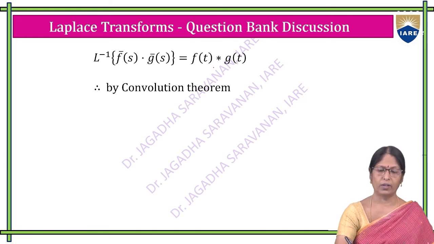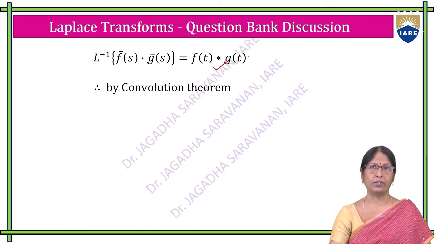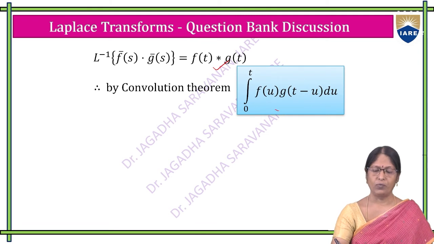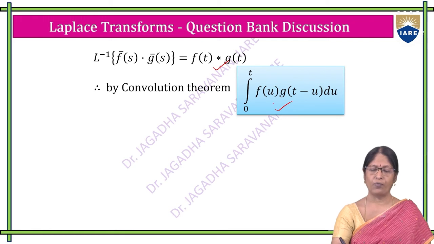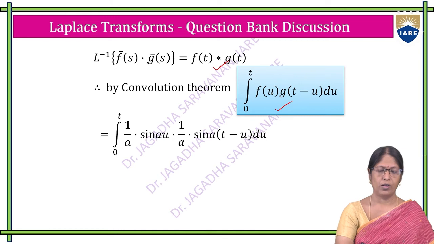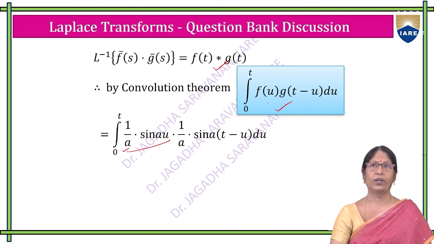So this is the product of f of t and g of t. The convolution theorem formula is integral 0 to t f of u g of t minus u du. So we are substituting in the particular place f of u. Already we obtained f of t, we need f of u, so t is replaced by u. Here also we obtained g of t, and t is replaced by t minus u.